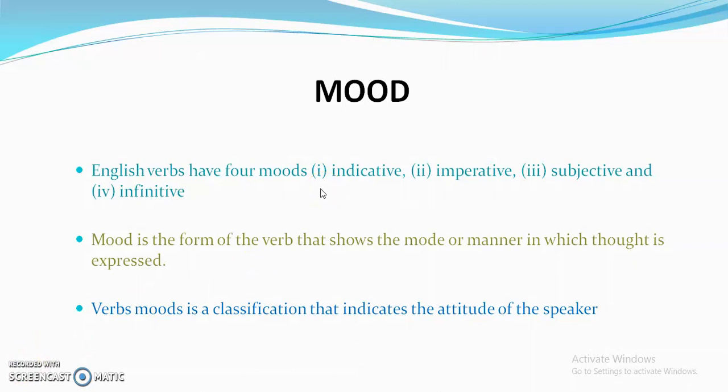Most of the time, we will be using the indicative mode to express assent or denial, or if we want to question. Then if we want to request, command or advise, we will be using the imperative mode. Then if we are thinking about unreal situations or possibility, or if we want to wish, we will be using the subjunctive mode. Then at last, if we are expressing the verb in action or in being, we will be using the infinitive mode.